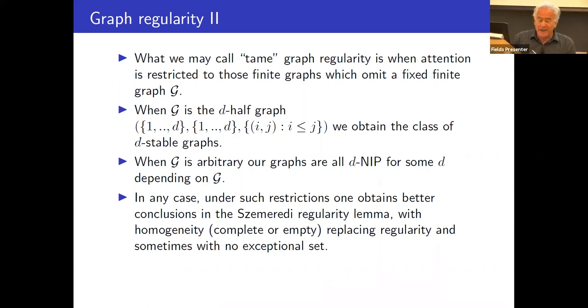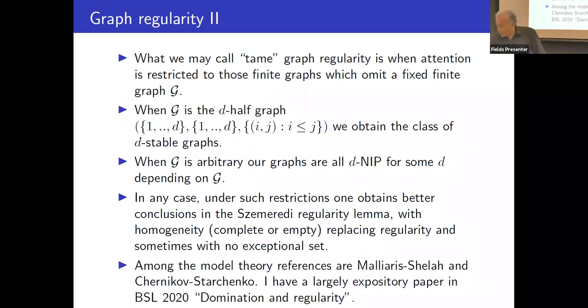And of course, you could talk about epsilon homogeneity. Homogeneity implies regularity. Epsilon homogeneity implies epsilon regularity. So the strengthening in all these things, whether you talk about distal regularity, stable regularity, NIP regularity theorems, you're replacing regularity by homogeneity, which is a strong and sometimes no exceptional set. That sigma is not there anymore.